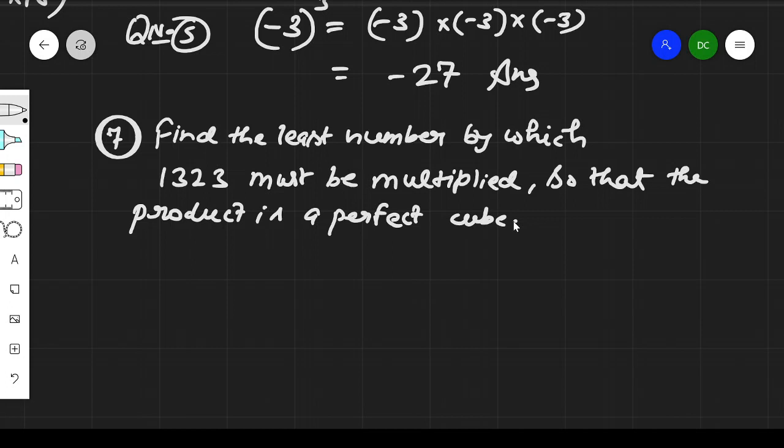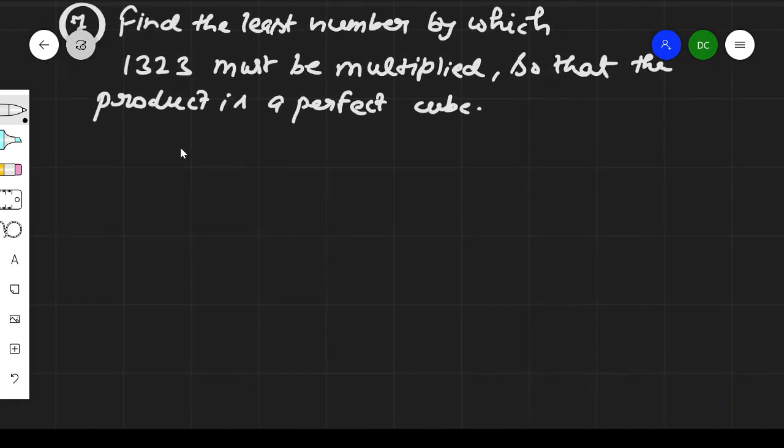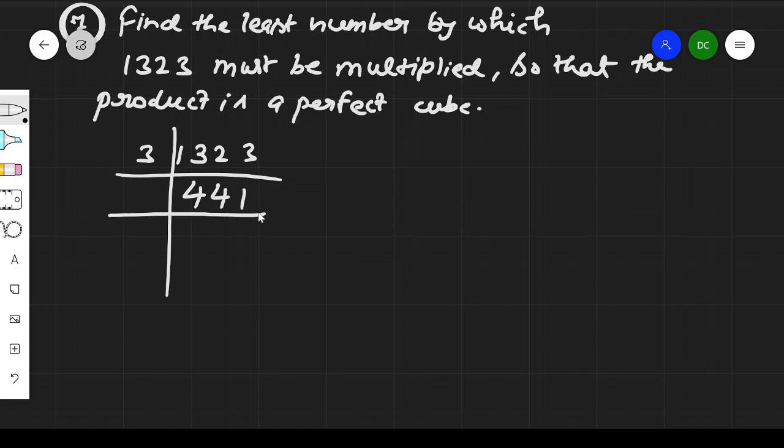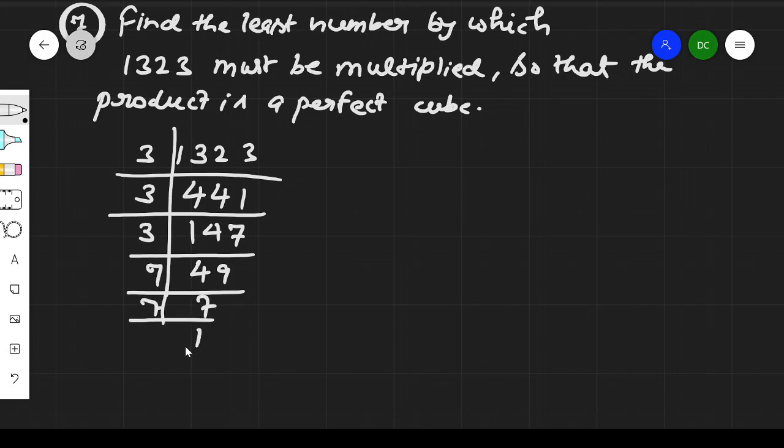So, how to find? I have told you already. 1323, do the prime factorization of this. 3 4s are 12, 3 4s are 12, 3 1s are 3. Again 3 1s are 3, 3 4s are 12, 3 7s are 21. 3 4s are 12, 3 9s are 27. Now 7 7s are 49 and 7 1s are 7. So, only two 7s are there.